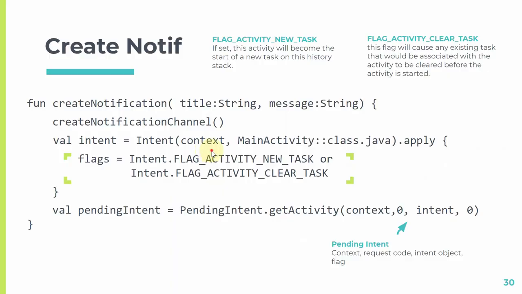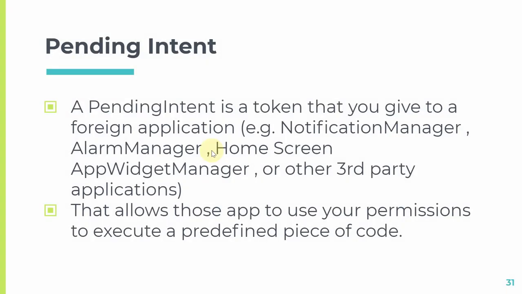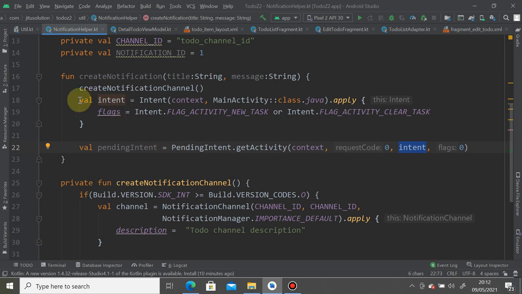So what is pending intent? Pending intent is a token or an object that you give to other applications, such as notification manager, alarm manager, and so on, that allows those applications to use your permissions to execute a predefined piece of code. It means that even if the application is no longer active, we can launch the intent. So this intent will be handled by other applications, by the operating system, and it will launch whatever you define in here. So it will call the main activity.